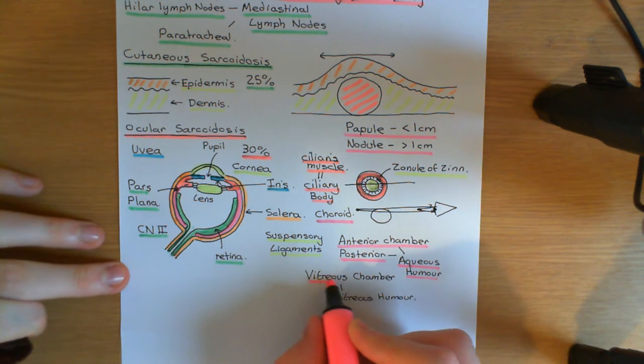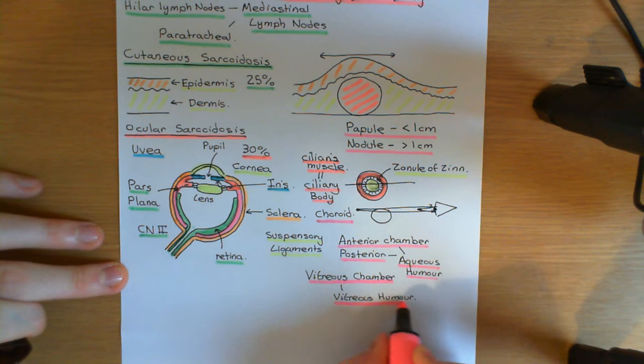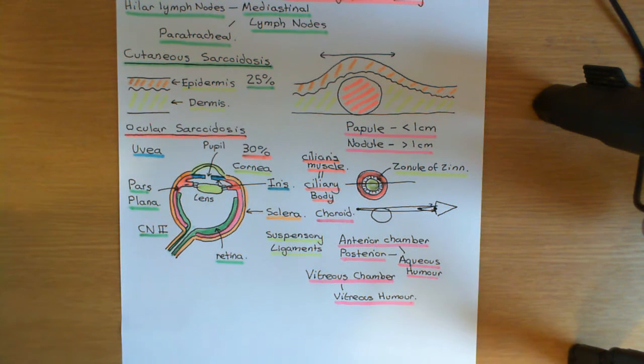Let's now actually return to the topic of sarcoidosis. So, why did we go into this discussion of the anatomy of the eye?